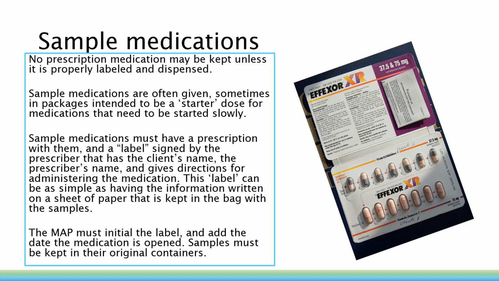This label can be as simple as having the information written on a sheet of paper that is kept in the bag with the samples. The MAP must initial the label and add the date the medicine is opened. Samples must be kept in the original containers. If a starter pack with different doses, like the one shown on the side, is used, each dose must be on a separate line of the MAR. Sample medications may be kept together in a bag, clear Ziploc preferred, with a copy of the prescription or written information directly from the provider.